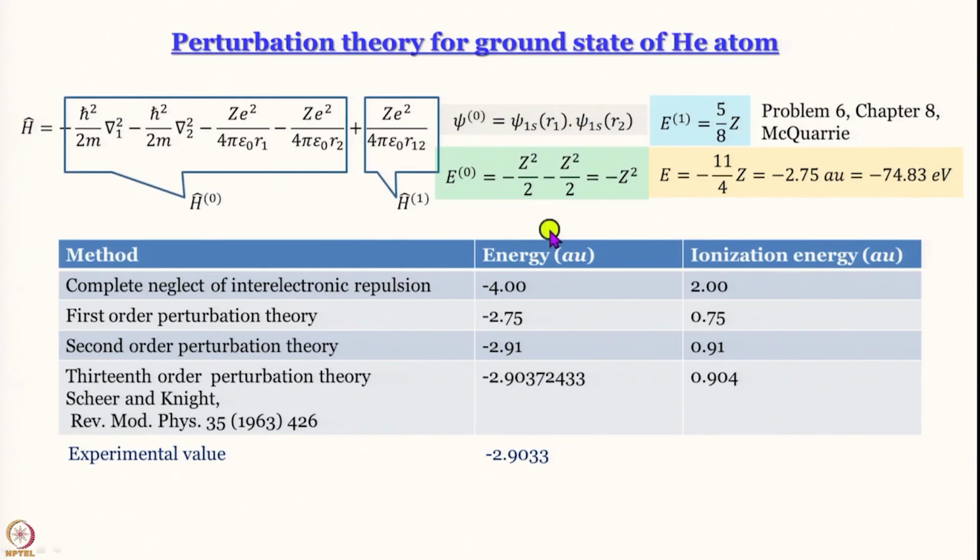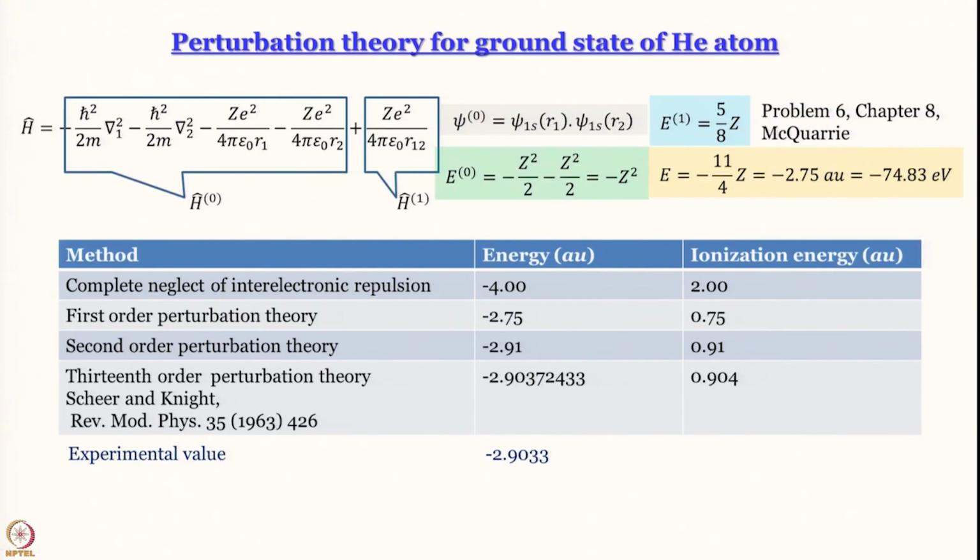Then we said that first of all E 0th is minus z square by 2 minus z square by 2, that is equal to minus z square in Hartree, and we said that we just go through problem 6 of chapter 8 of McQuarrie's book on quantum chemistry. You will get to learn that the first order correction to energy is 5/8 of z in Hartree. So, energy in Hartree is minus 2.75, which translates to minus 74.83 electron volt.